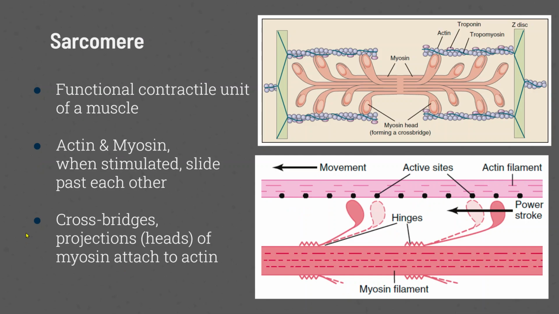So let's look at the sarcomere, which is the smallest functional contractile unit of a muscle. When they slide past each other and form a cross bridge, so when the myosin is connected to the actin, that is when tension or force is produced. And this will become important in biomechanics: when you form a cross bridge, the number of cross bridges attached is directly proportional to force production.